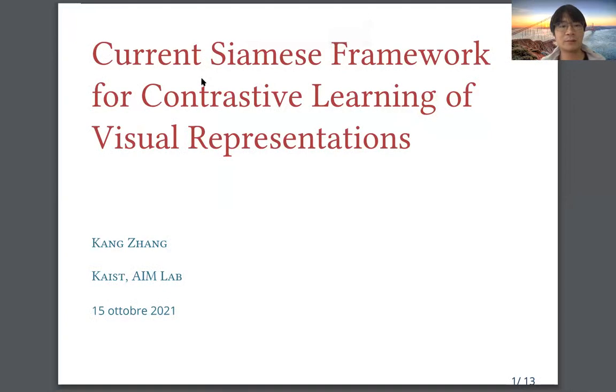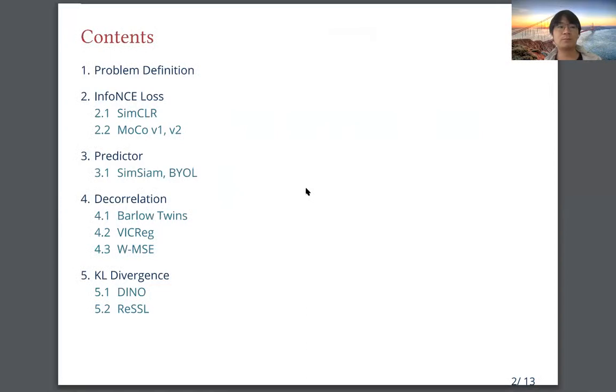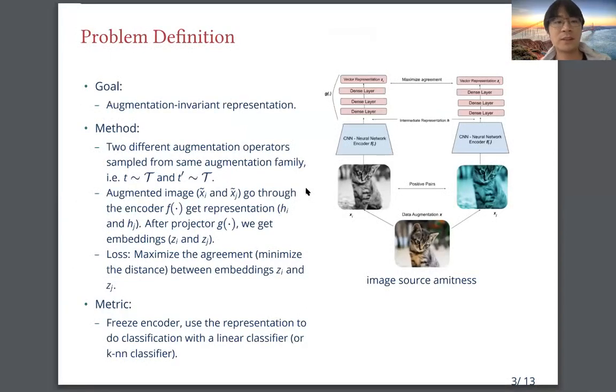Hello, today my topic review is about the current Siamese framework for contrastive learning for visual representation. So let's give the problem definition first. Our goal is to get the augmentation invariant representation.